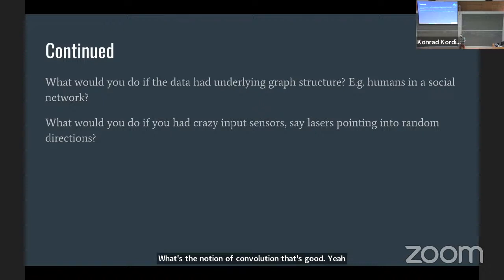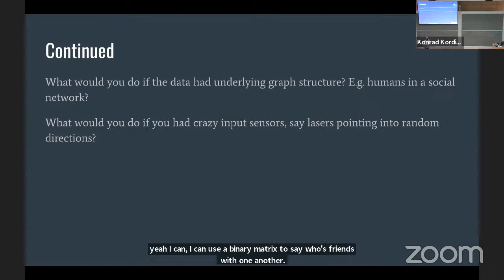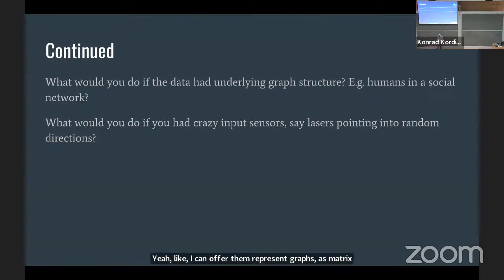That's good. Yeah. We represent the graph in matrix form, where each column represents a user and then it's 1 or 0. Yeah, I can use a binary matrix to say who's friends with one another. I can often represent graphs as matrices. In this case, I could. But how would I now use convolutions there?